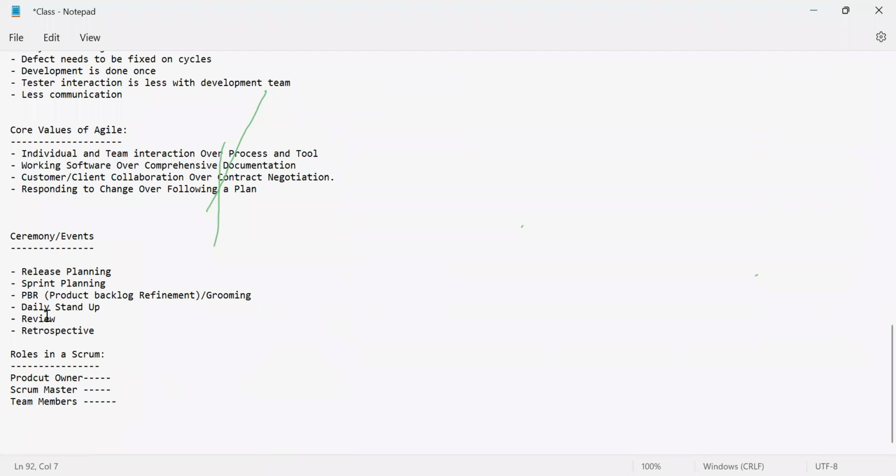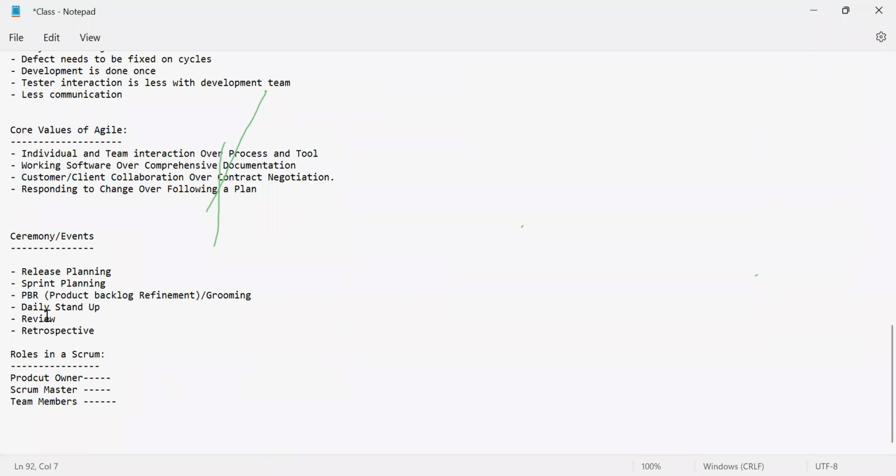PBR. So PBR is nothing but, as the name says, product backlog refinement. We will be refining the stories that are there in our product backlog, so that it is understood by all the team members. And when we start our sprint 2, we already have knowledge of all the stories we will be working on in sprint 2, so that we plan accordingly.